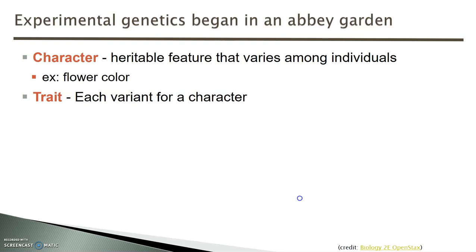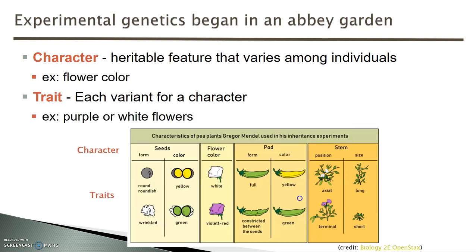So let's take, for example, the flower. So the character is the fact that the plant had a flower and it had a color. The trait is the type of that character. So what color was that flower? Again, with the example that Gregor Mendel used, he had both white flowers and purple flowers. So those are the trait. So the white flower is a trait. It is a type of the character.